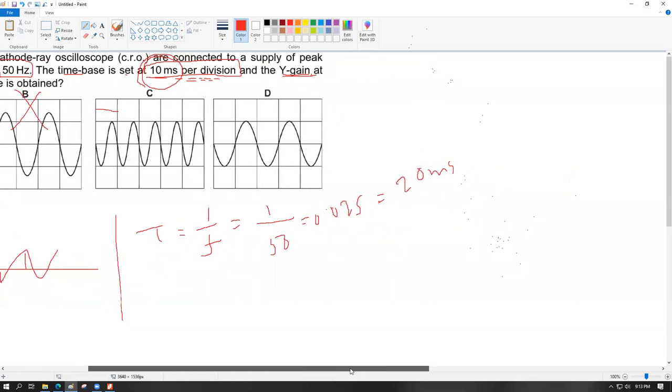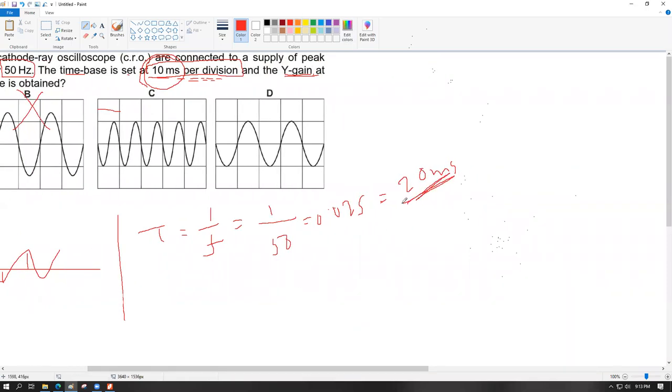So to cover 20 milliseconds, how many horizontal lengths do you need? Two. Each cycle would be covered within two horizontal boxes, because each box represents 10 milliseconds. So vertically it should have an amplitude of one box, and horizontally the time period should be two boxes.